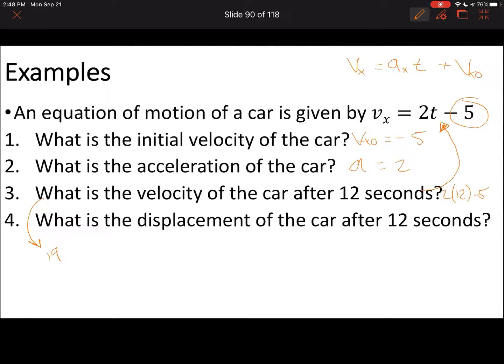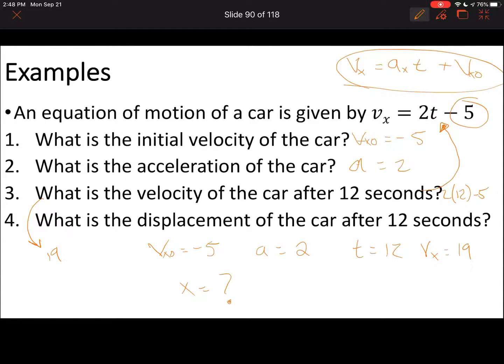Well, now, do I have a displacement? Well, let's take a think about what we do know. We know our initial velocity, Vx naught, is equal to negative 5. We know our acceleration is a positive 2. We know that we are doing this for 12 seconds, and we want to know the displacement. We can even say we know our final velocity after 12 seconds is 19. Well, this equation is not going to help us find the displacement, but certainly another equation could.